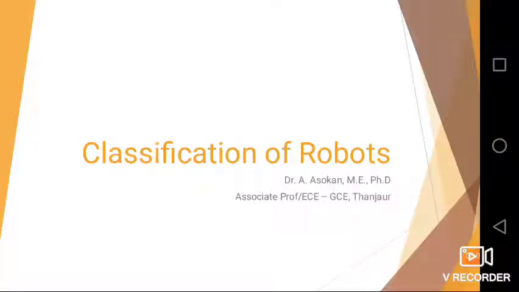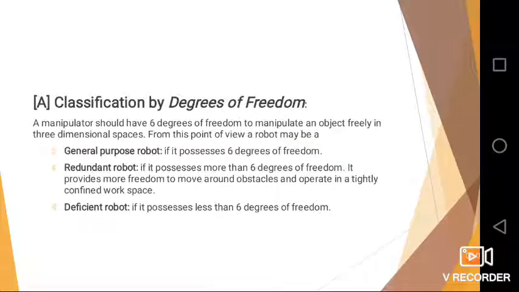Robotics and automation. Classification of robots. Classification by degrees of freedom. A manipulator should have 6 degrees of freedom to manipulate an object freely in a three-dimensional space. From this point of view, a robot may be classified into 3 categories. One is general purpose robot, another one is redundant robot, then deficient robot.